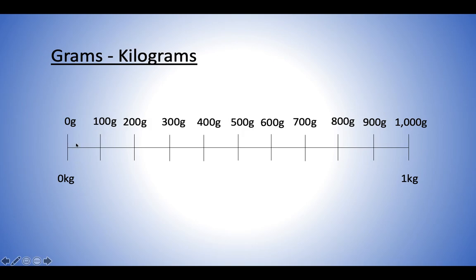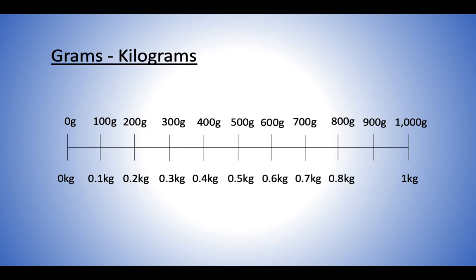Now, let's find what 100 grams would be as kilograms. If 1,000 divided by 10 is 100 grams, we do the exact same thing here: 1 kilogram divided by 10, and that's going to give us 0.1. So 1/10 of a kilogram is 100 grams, and so on as we go along the number line. So 2/10 is 200 grams, and so on.